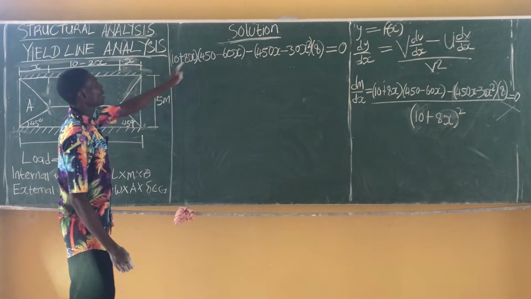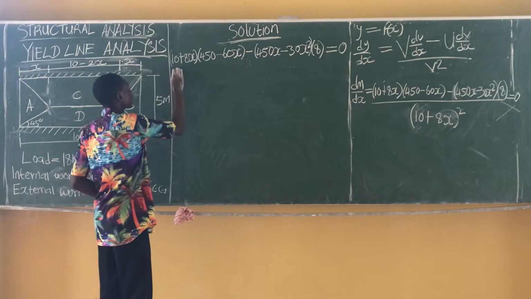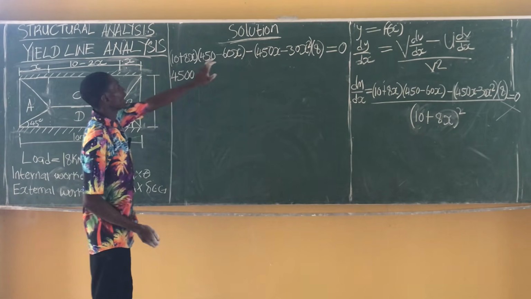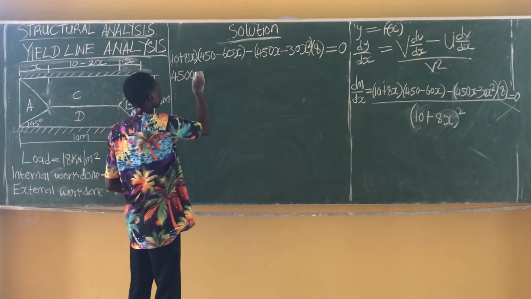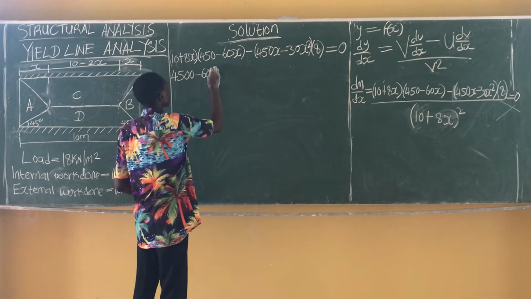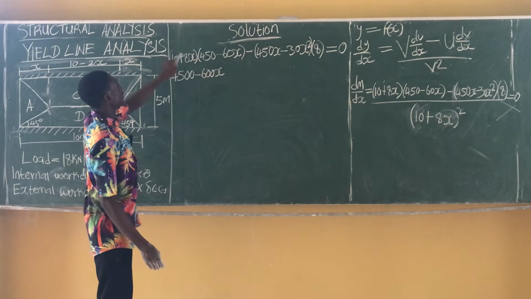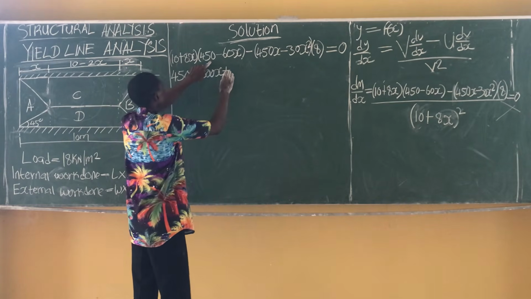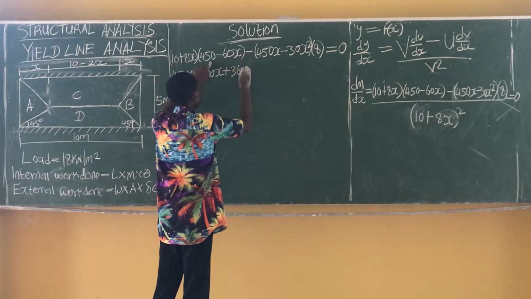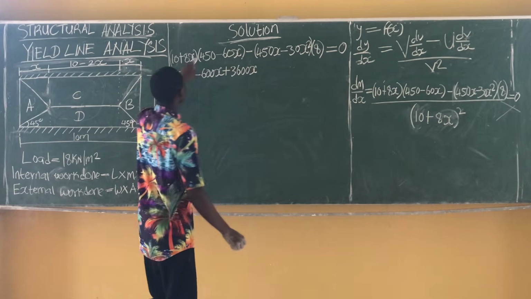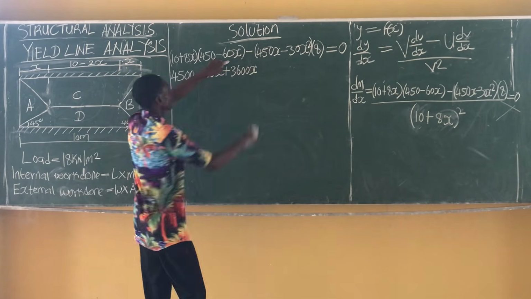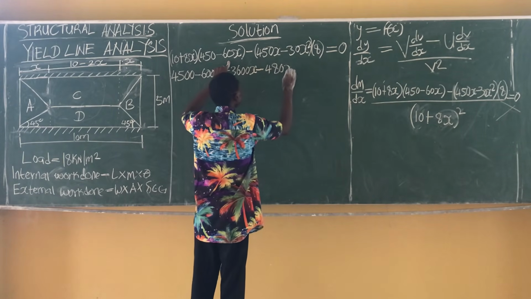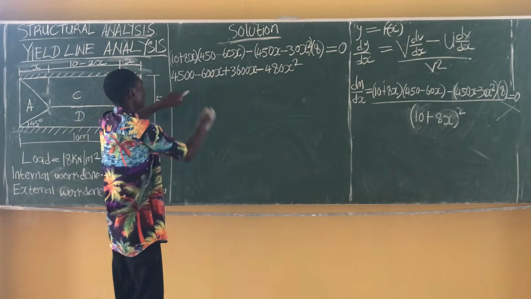Alright. So 10 times 450 will give us what? 4,500. Right? 10 times minus 60x will give us minus 600x. 8x times 450 will give us what? Plus 3,600x. Alright? 8x times minus 60x will give us what? Minus 480x squared. Let me bring this other part downward.